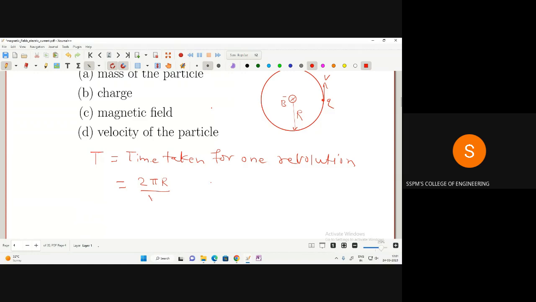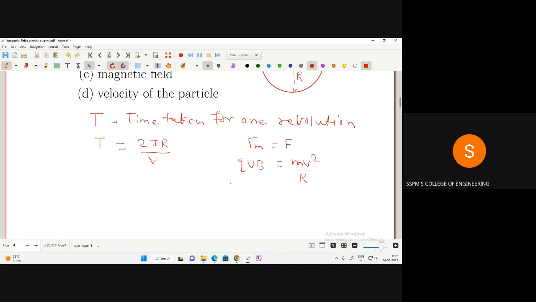That can be obtained by equating the magnetic force to the centripetal force. The magnetic force is q v B, and the centripetal force is m v square divided by r. Now, with the help of this relation, we can find the velocity of the charge. The velocity of the charge is q B r divided by m. Isn't it? Now substitute this v in the equation of the time required for one revolution.